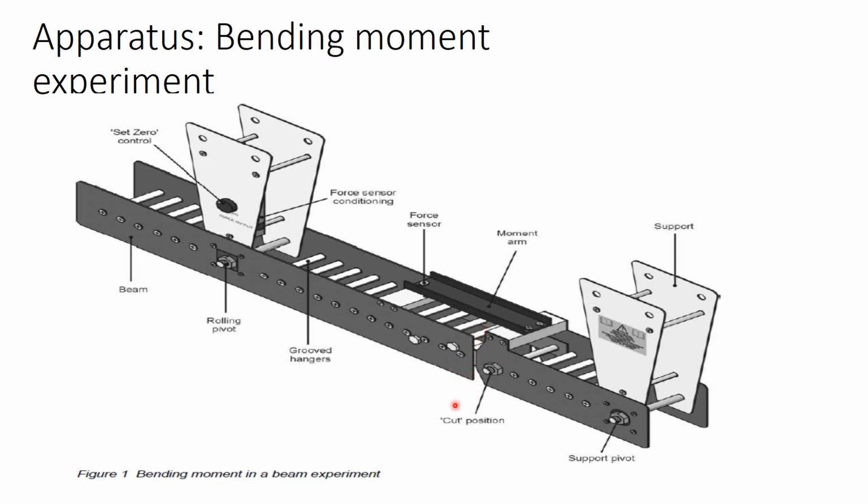To stop the beam from collapsing, a moment arm is connected on this section, and a force sensor is connected at the end of this moment arm. The moment arm is very important to calculate the bending moment in this section. We will find the bending moment by using this distance and the moment arm length, which is 0.125 meter. These ports are used to fix the apparatus on a structure, as you will see on the next slide. So these are the components of our experimental setup.